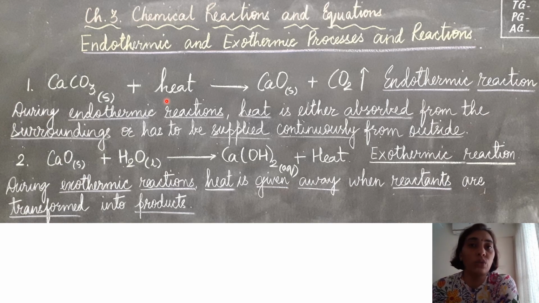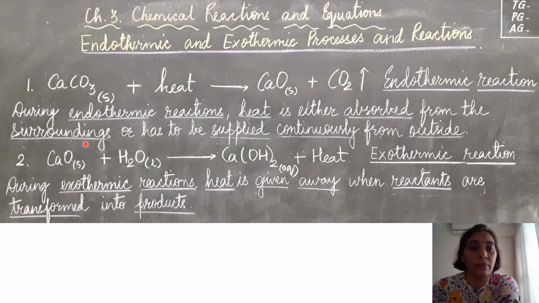So since heat is absorbed during this process, it is an example of endothermic reaction. The only difference between this and what we studied in the previous slide, that is potassium nitrate, is that it was absorbing the heat from surroundings, whereas here calcium carbonate is absorbing the heat that we are supplying. So an endothermic process can include either absorbing heat from the surroundings or the heat that we provide externally. We know the products are calcium oxide and carbon dioxide gas. So during endothermic reactions, heat is either absorbed from the surroundings or has to be supplied continuously from outside. Here we are continuously supplying the heat from outside to convert calcium carbonate into the products.